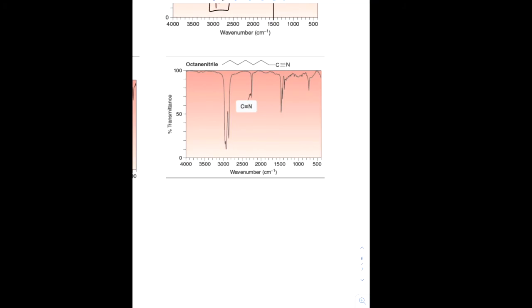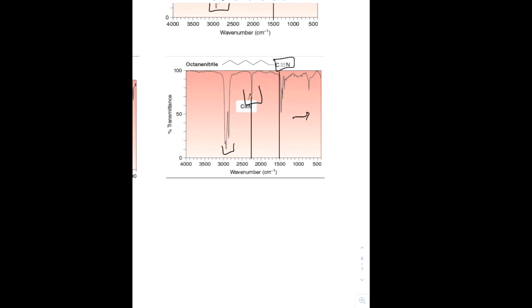Here's the nitrile group. That's a C triple bond N. Again, we're really just focusing on everything over here in the functional group region. We've got the C-sp3-H's, and then the CN triple bond is right there. Now notice the CN triple bond is really close.